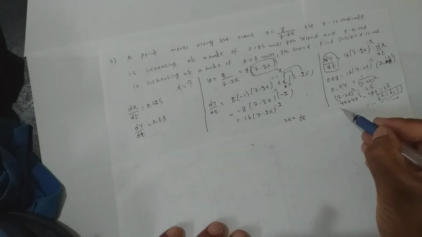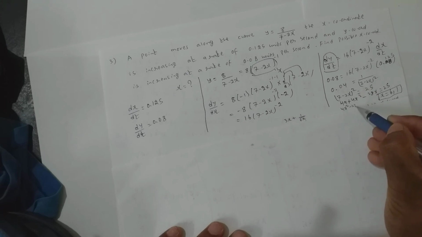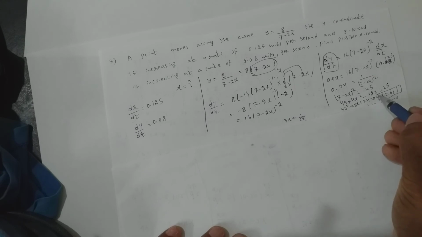You can bring all to one side: 4x square minus 28x plus 24 equals 0. Factorize it to get x values to be 6 and 1. Am I clear with these sums?